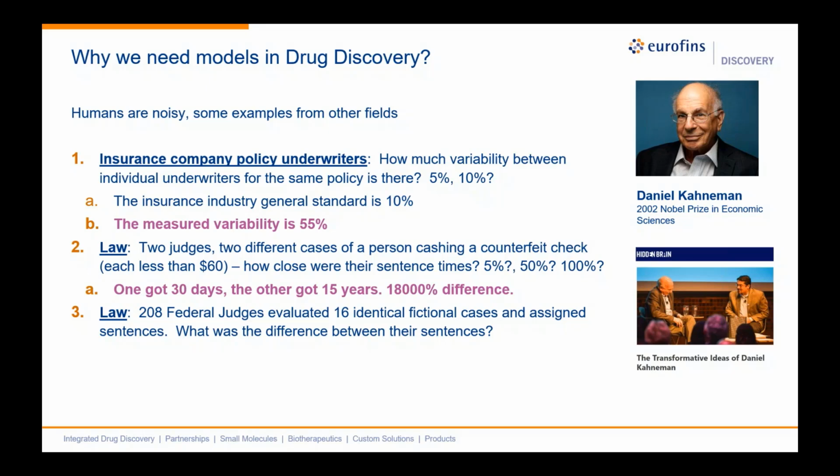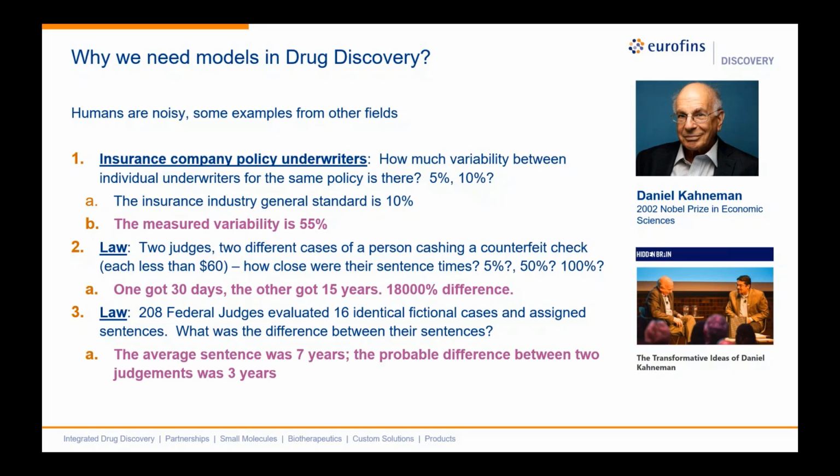It's a 180-fold difference. Take the law again, where you take 208 federal judges that were given 16 identical fictional cases and assigned the sentences based on their judgment of the cases. What was the difference between their sentences? The average sentence they gave was 7 years, but the likely difference between their two judgments was 3 years. So 50% error. It's astounding that these systems that are being applied by a human are so biased by the noise that we bring to the table.